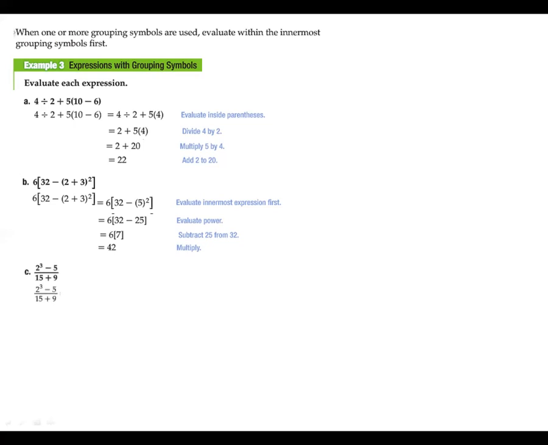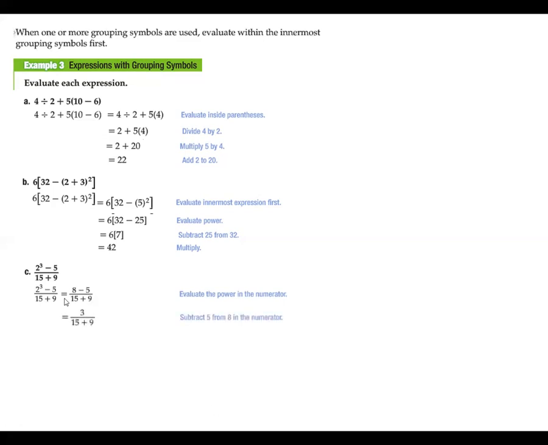Now notice there's no parentheses, but remember, I said a fraction bar separates a problem into a numerator and denominator part. So you have to work those separately. I can't divide the 5 and 9 or the 2 cubed and 15. Can't do that. You have to simplify the whole numerator and the whole denominator separately. So the 2 cubed comes first. That's 8. And then you have subtraction in the numerator and addition in the denominator.